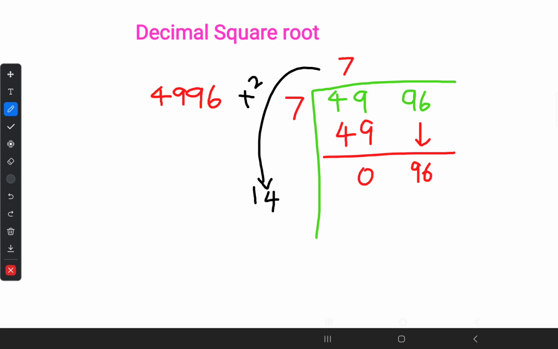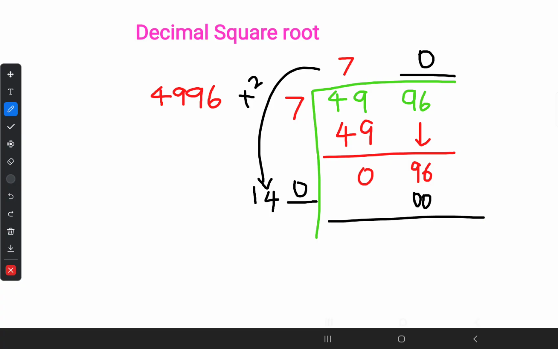So 14, a blank here, and here also a blank. When you place a number, for example 1 here, you should place 1 here also. So 141 into 1, that would be greater than 96. We cannot use even 1 here, so the only possible number here is 0. So 140 multiplied by 0 is 0 again.